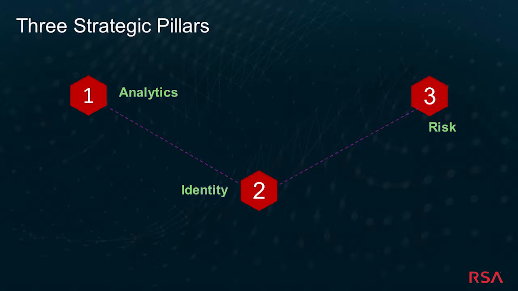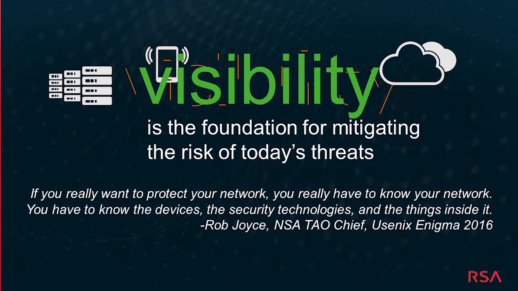So let's start with the first one. Let's start with analytics. Now, the precursor to analytics in general is having visibility. Visibility is the foundation for mitigating the risk of today's threats. If you cannot see it, you cannot protect it, right? It's as simple as that. If you have no idea what's going on in your network, there's no hope whatsoever of being able to detect or prevent that situation from occurring again.